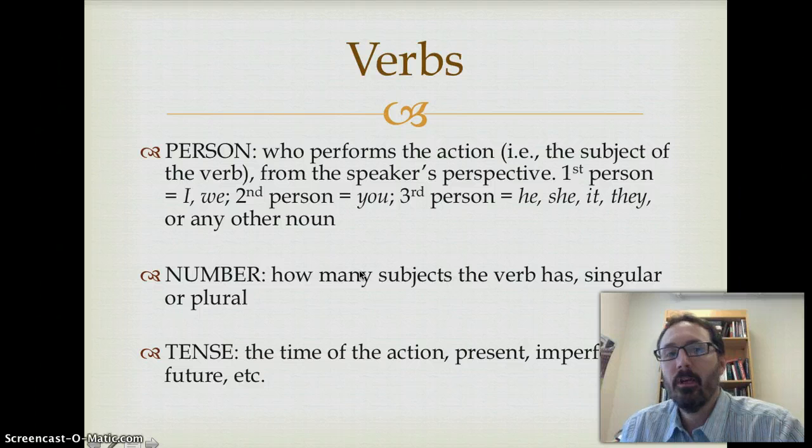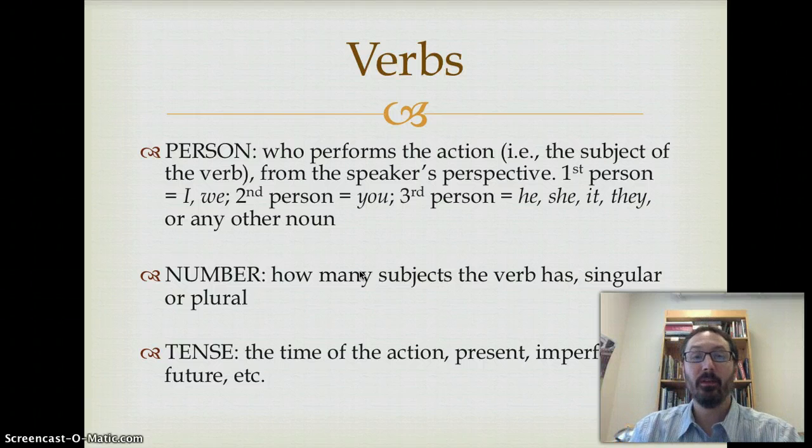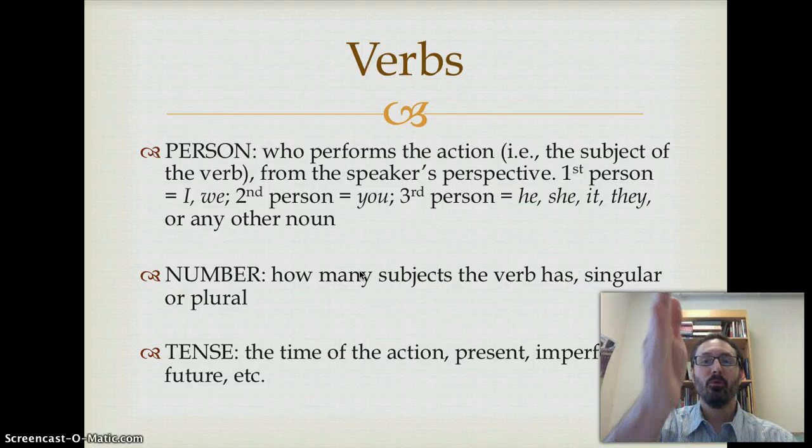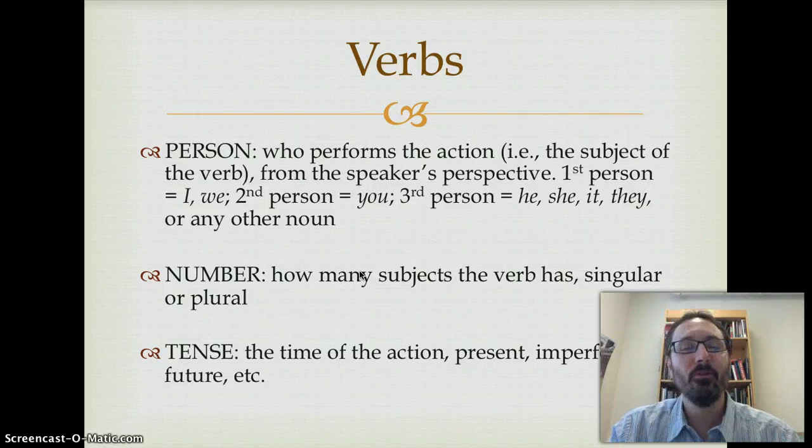Person of a verb refers to the person who is performing the action of the verb. It's always taken from the perspective of the person who's doing the speaking. So the first person would be either the speaker or a group of people, including the speaker. I am the first person. The second person would be the person to whom the speaker is speaking. So you would be the second person, or you and a group. In this class we will use y'all for you and some other people in order to differentiate it from you, and because I am from the South.